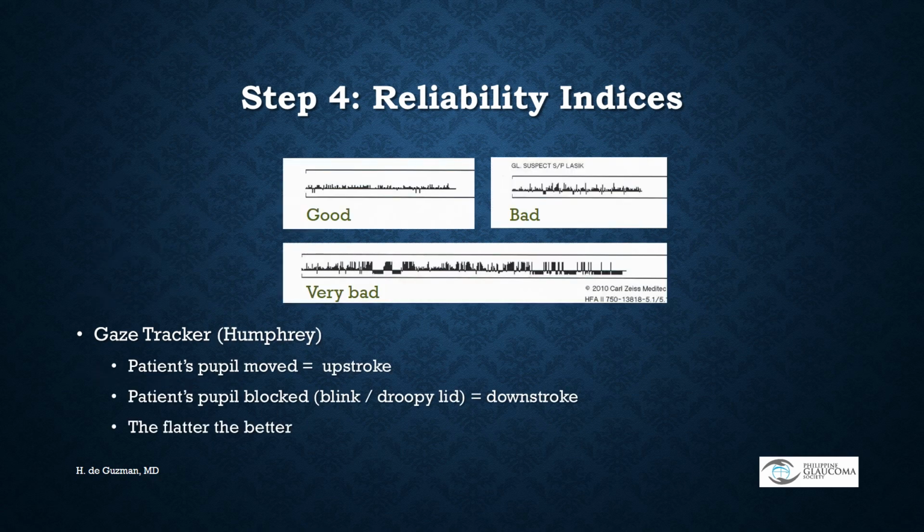The Humphrey has what they call the gaze tracker. So if the patient's pupil moves, they indicate an upstroke on the gaze tracker, and if the patient's pupil was blocked, such as by a blink or a droopy lid, they indicate this with a downstroke. So what you want is a flat gaze tracker with minimal up and down strokes.